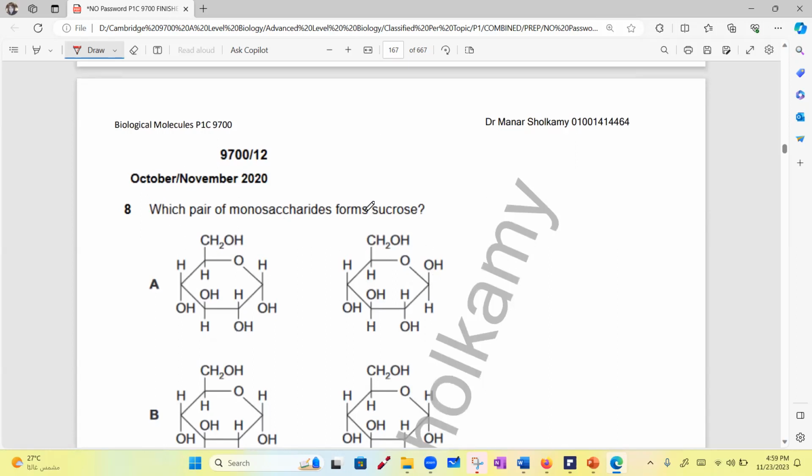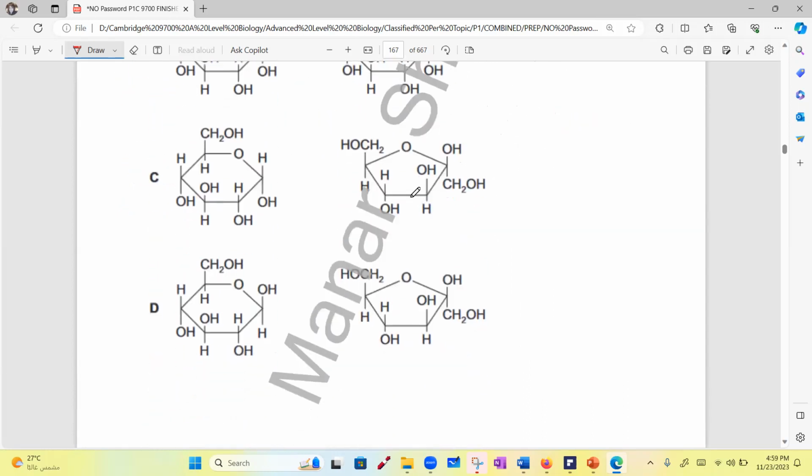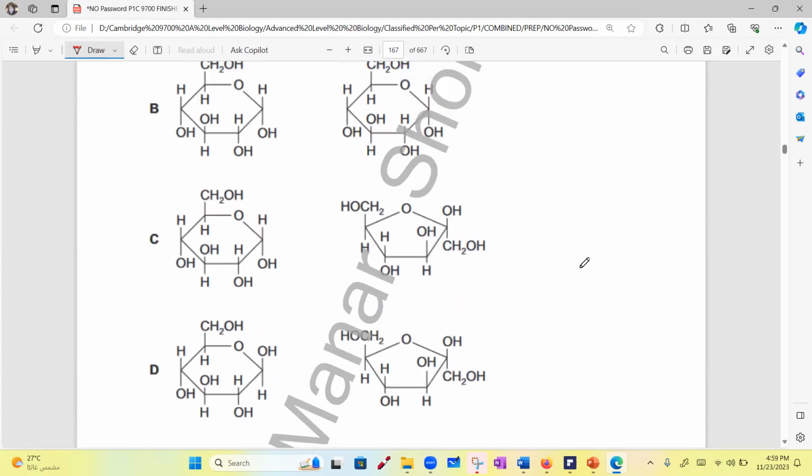Which pair of monosaccharides forms sucrose? Now, very easy. Yalla. C or D? Because sucrose is alpha glucose plus fructose. C. Yes, C. Why did you choose C? Because it's alpha glucose. Yes, very, very easy.